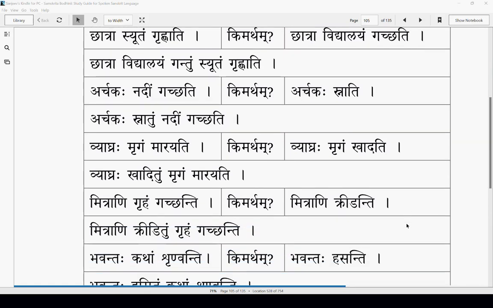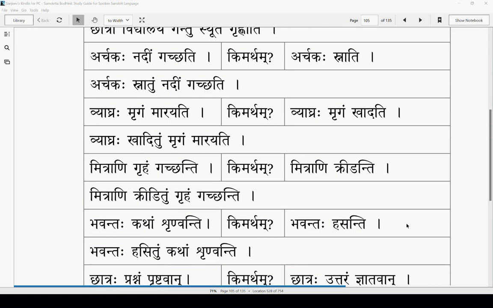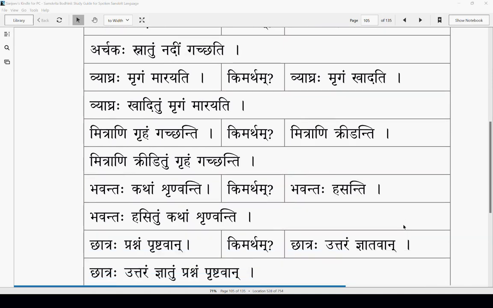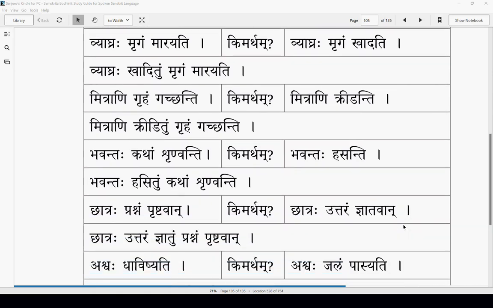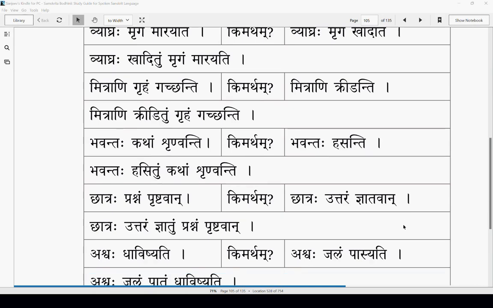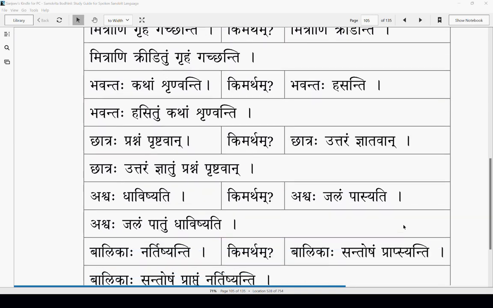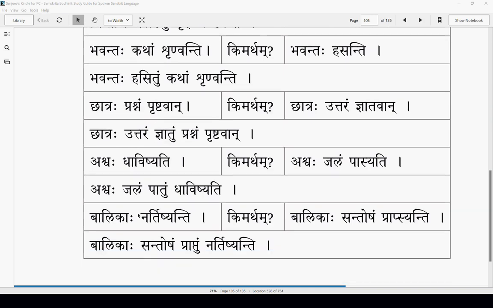Archakah nadim gacchati, kimartham archakah snati. Snatum gacchati. Nadim gacchati. Vyaghra mrugam marayati. Mrugam khadati. Khaditum mrugam marayati. Mitrani graham gacchanti. Kimartham mitrani kridanti. Kriditum gacchanti. Similarly, bhavantah katham shrunvanti. Kimartham bhavantah hasanti. Hasitum shrunvanti. Prashnam prashtavan, uttaram jnatum. So uttaram jnatum. Jnatum prashnam prashtavan. Ashva dhavishyati, kimartham ashva jalam pasyati. Patum dhavishyati.